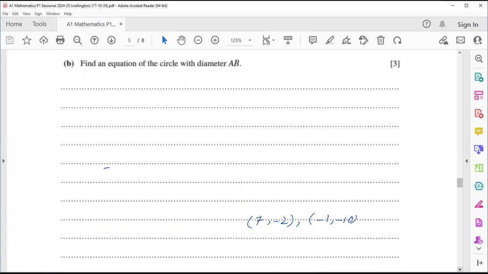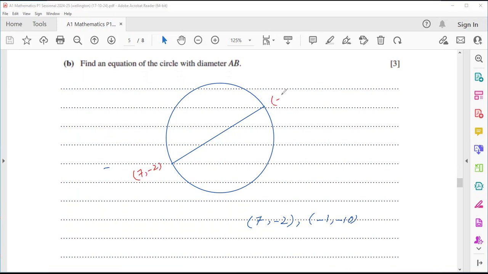this is the next part of the question. Find the equation of the circle with diameter AB. So if I have this one, this is a circle over here. Suppose that this is the shape of the circle. And this is the diameter, starting from here to any point, this one, that's the diameter. And these are the endpoints, using this red color. Suppose this endpoint is 7, minus 2. And this endpoint is, if I'm not wrong, minus 1, minus 10.